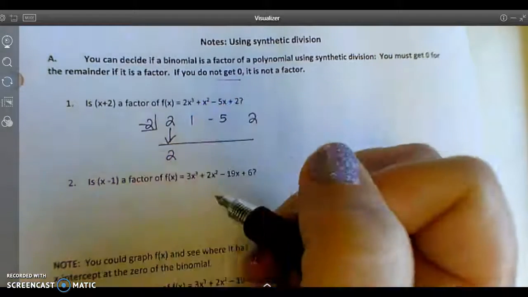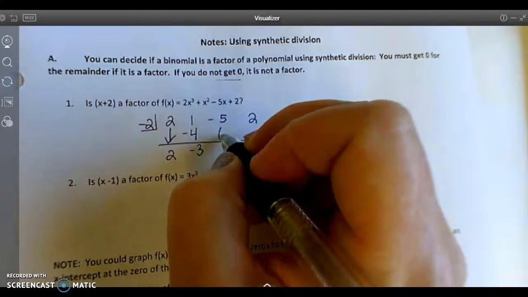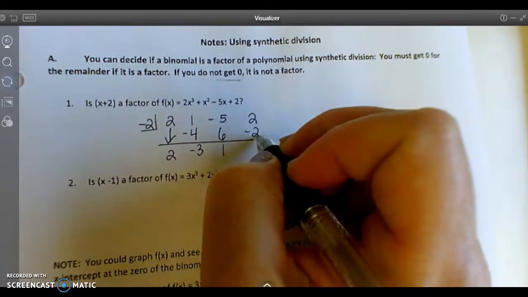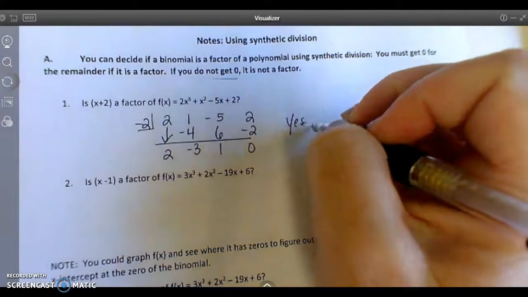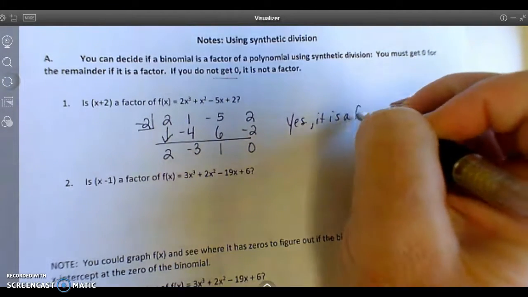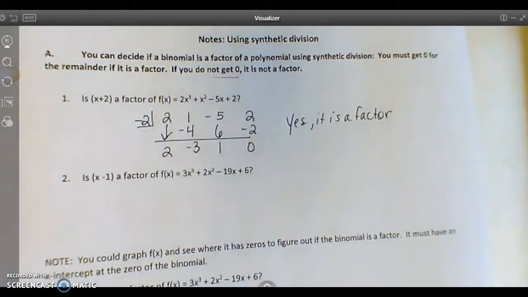Bring down our first number. Multiply, add, multiply, add, multiply, add. We got a remainder of 0. Because we got a remainder of 0, the answer is yes, it is a factor. That's what you're looking for whenever you divide. You're looking to help you factor something. And when it's a remainder of 0, we know that things multiply to give you that.